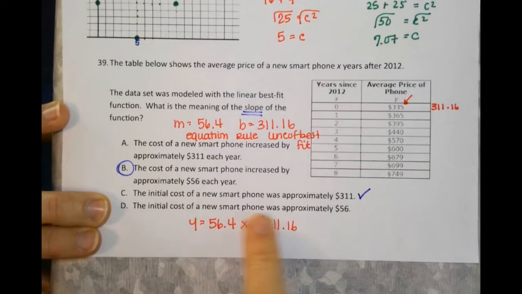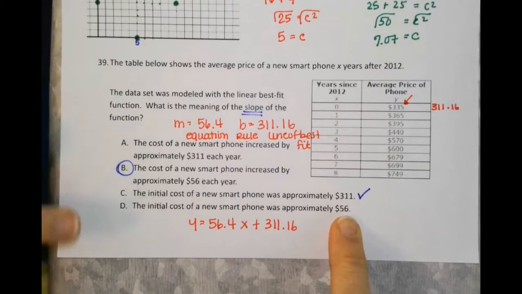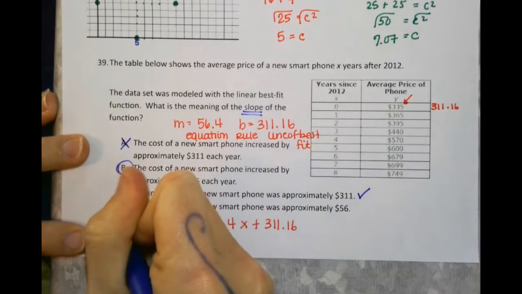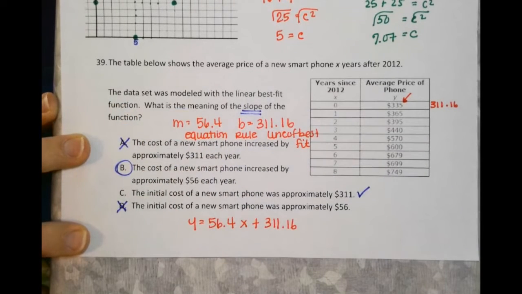The initial cost of a new smartphone was approximately 56. So A and D are not even true statements. The difference between B and C is answering the question they asked. So don't get confused. Just go back and read that last line and see where you're at there.